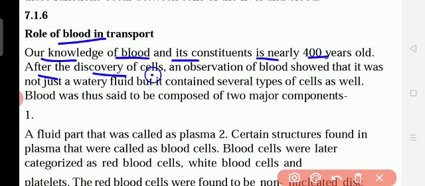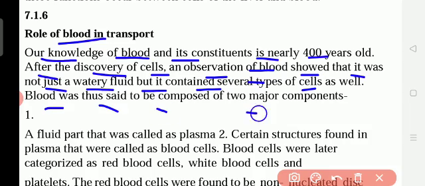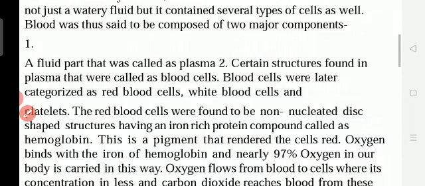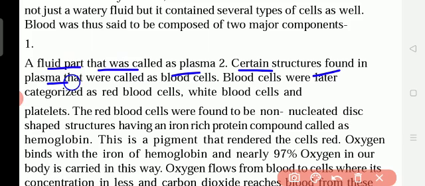After the discovery of cells, an observation of blood showed that it was not just a watery fluid but it contained several types of cells as well. Blood was thus said to be composed of two major components. So blood has two components. One is a fluid part that was called plasma, and certain structures found in the plasma that were called blood cells.